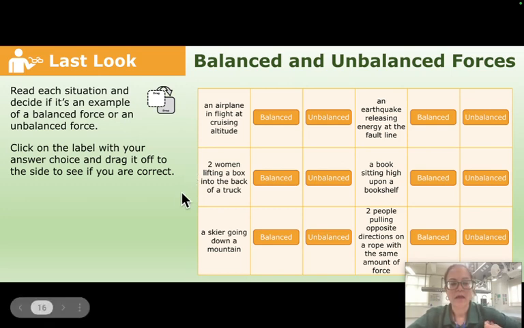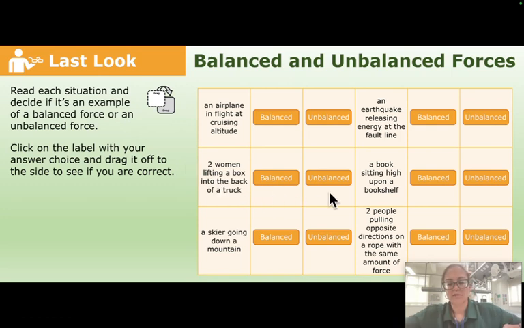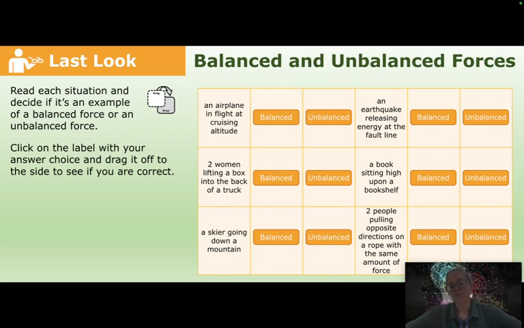It's easy. All right, so two women lifting a box into the back of a truck. Would that be balanced or unbalanced? They're lifting the box and putting it inside the truck. So that would be unbalanced. They are changing the position of the box from the ground up into the truck, and then changing the direction because it is going up.